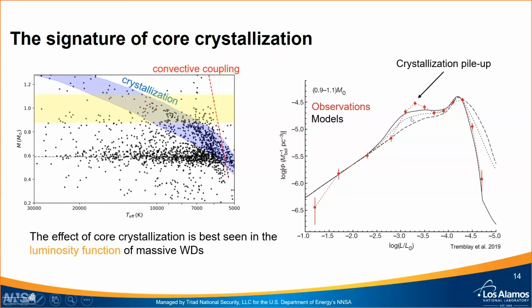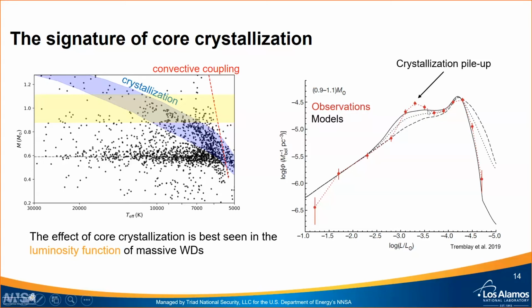Here in black, I show three attempts to do so using different implementations of core crystallization. And we can see that in each case, we have the problem that the models predict that crystallization occurs too early compared to the observations. The other problem, which is probably more important, is that we are underestimating the number of white dwarfs in this crystallization pile-up. And here, this is a log scale. So actually, there's a factor of about 2 between the observations and the model predictions.